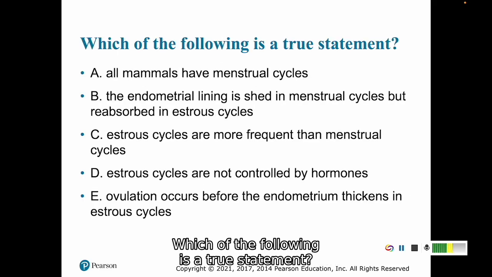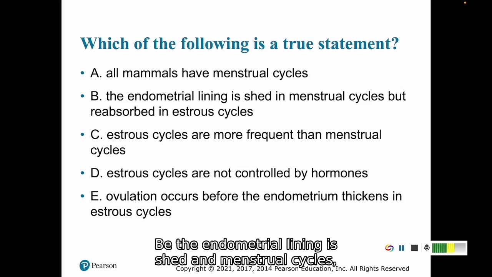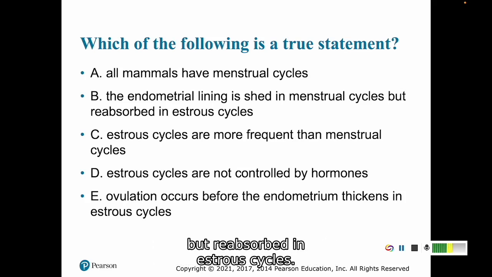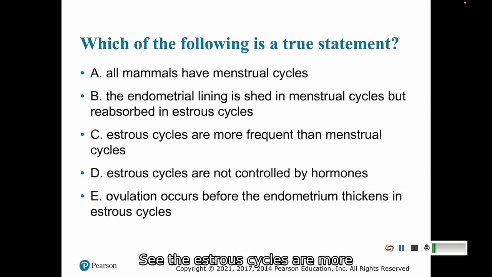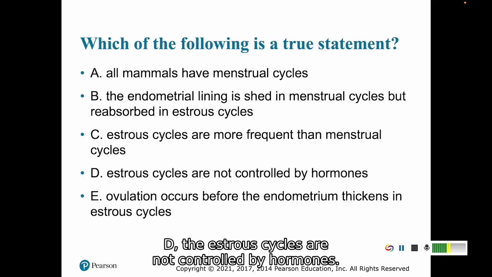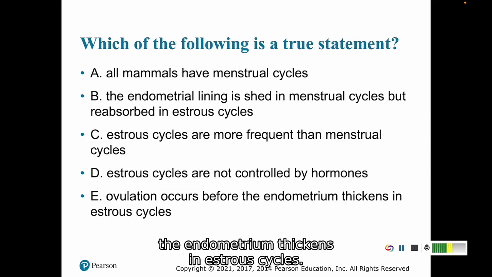Okay, which of the following is a true statement? A, all mammals have menstrual cycles. B, the endometrial lining is shed in menstrual cycles but reabsorbed in estrous cycles. C, the estrous cycles are more frequent than menstrual cycles. D, the estrous cycles are not controlled by hormones. Or E, ovulation occurs before the endometrium thickens in estrous cycles.